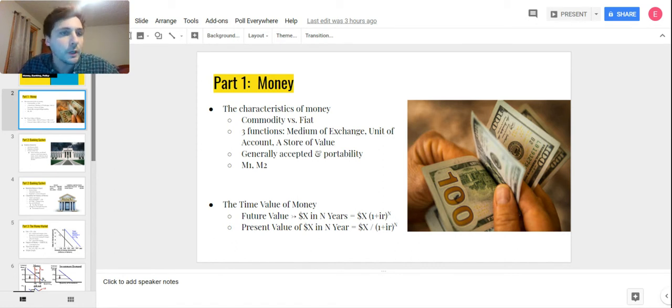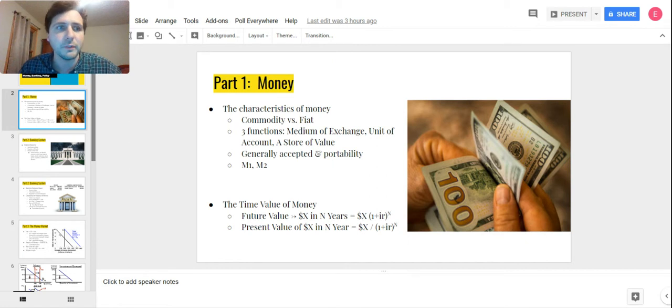Know the three functions of money. In order to be considered money, it has to be a medium of exchange: I can buy goods and services with it. It has to be a unit of account, meaning it indicates value. So if my jacket's $1,000, you all feel like you know what a $1,000 jacket might look like and what kind of features it would have, as opposed to if my jacket was $4. That's a very different type of jacket.